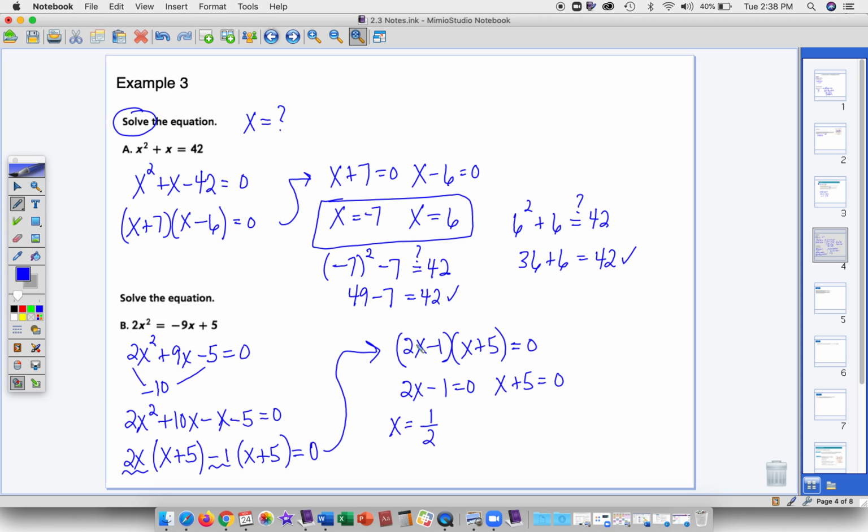Okay, so the factor that had a minus symbol, or a subtraction symbol between the terms, gave us a positive solution. The one that has an addition symbol is going to give us a negative solution.